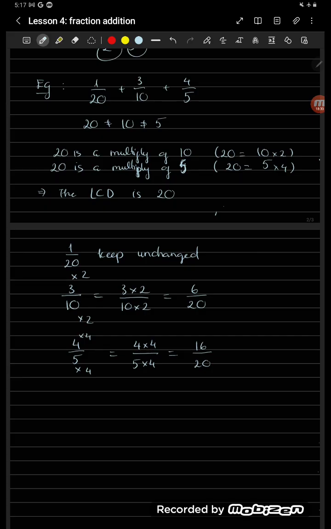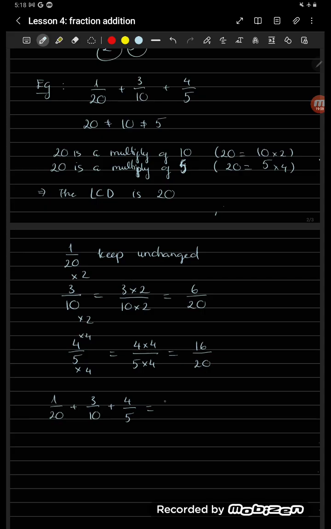Now we have a new fraction that has the same value as the original fraction 4 over 5, but with the denominator 20, right? That's what we want to find: a new fraction with the same denominator 20. So now the 3 fractions already have the same denominator 20, and we can add them together. Remember, we can only add fractions together if they have the same common denominator.